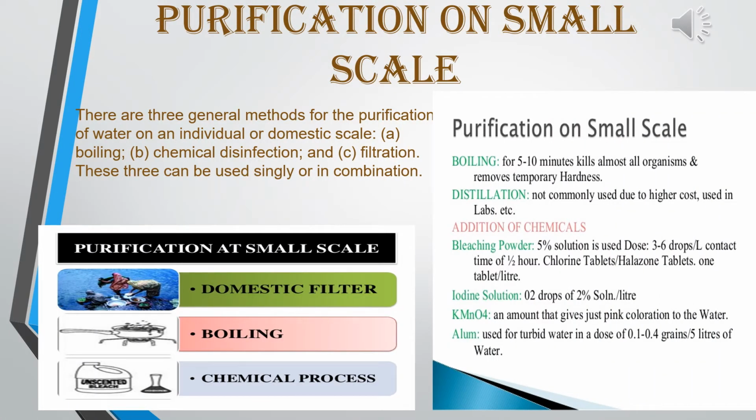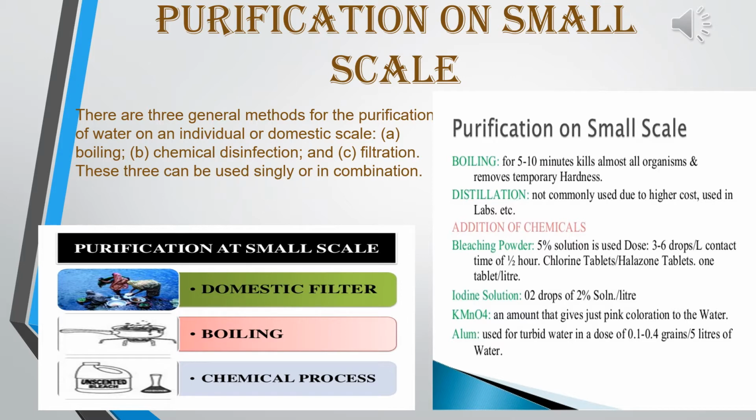Now, purification on small scale. There are three general methods for the purification of water on an individual or domestic scale, that is small scale. Boiling, chemical disinfection, and filtration. These three can be used singly or in combination. See the first diagram. Purification at small scale: domestic filter, boiling, chemical process, means everything you can do at your home. Second diagram, please see. Purification on small scale: boiling for 5 to 10 minutes kills almost all organisms and removes temporary hardness of water.